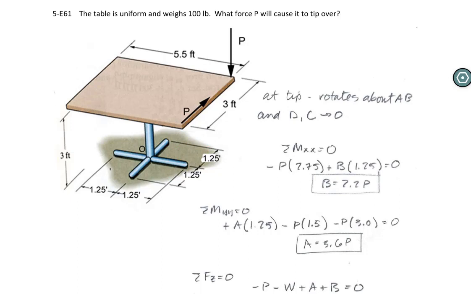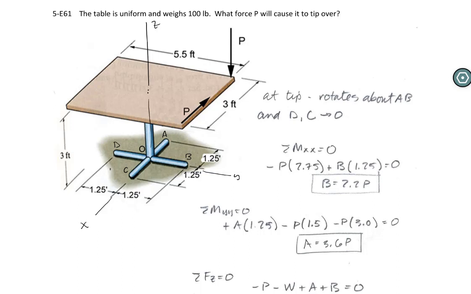I don't see any letters on this picture, so let's define some letters. I'm going to call this point up here A, and this one B, C, and D. I've got a point O defined there, but I didn't use that. I don't have any axes either defined, so I'm just going to invent some axes. I'm going to call this axis X, this axis Y, and then Z is coming right up through the center of the table, going up like that.